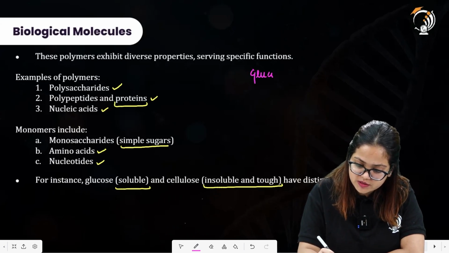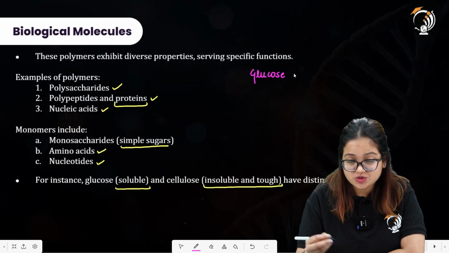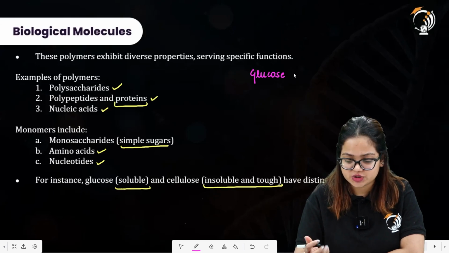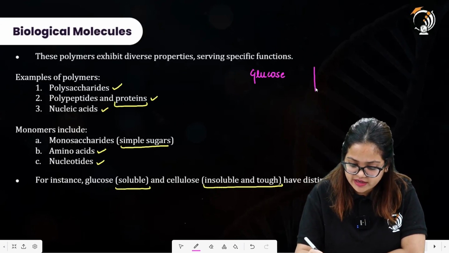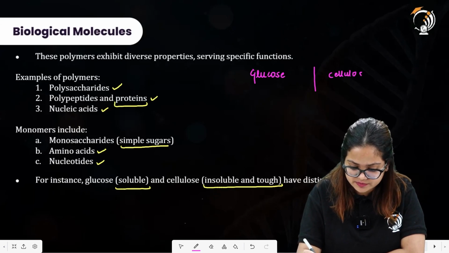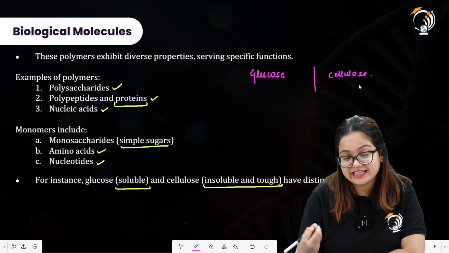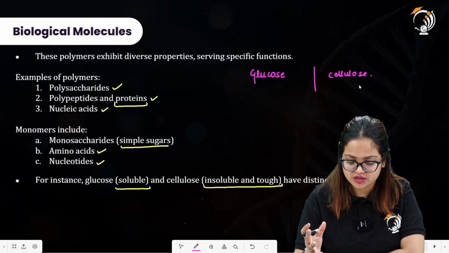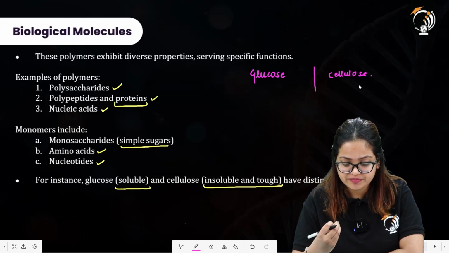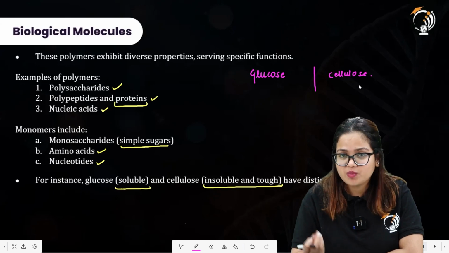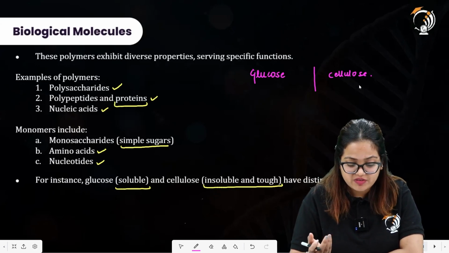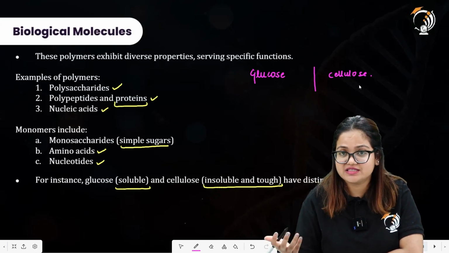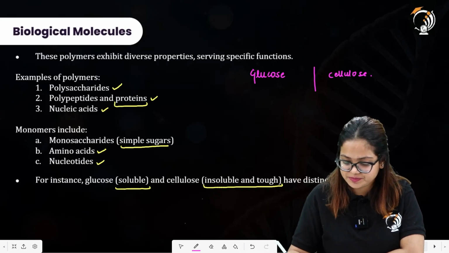So glucose is not so rigid in structure. You can say it is more soluble in nature. Whereas on the other hand, you have cellulose, which is tough and insoluble. So both of these have different roles. Cellulose makes the plant cell wall, which is rigid in nature, whereas glucose serves as the energy source. So both of these have distinct roles or different functions.